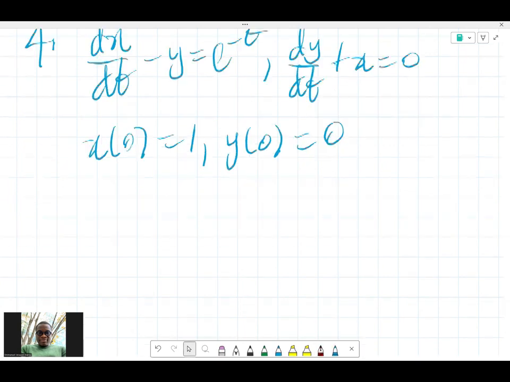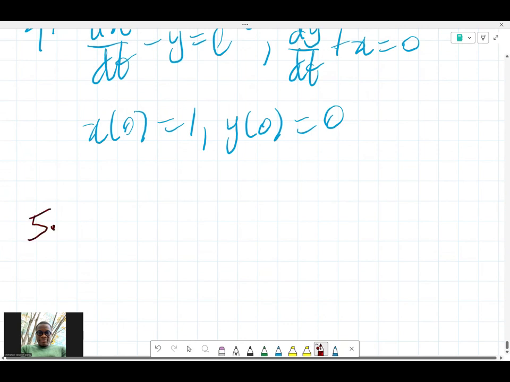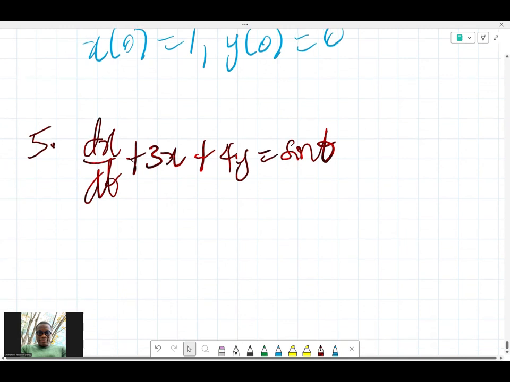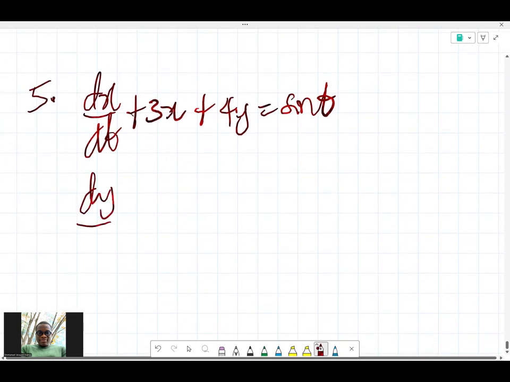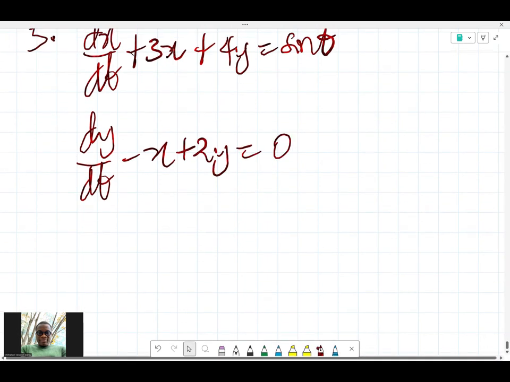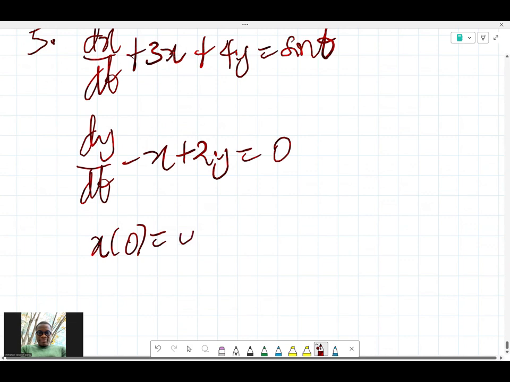So let's take a fifth one, number 5: dx/dt plus 3x plus 4y equals sine t. Okay, then dy/dt minus x plus 2y equals 0. And we have x of 0 equals 0, y of 0 equals 1.